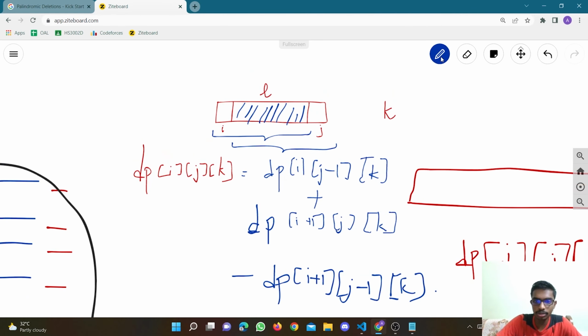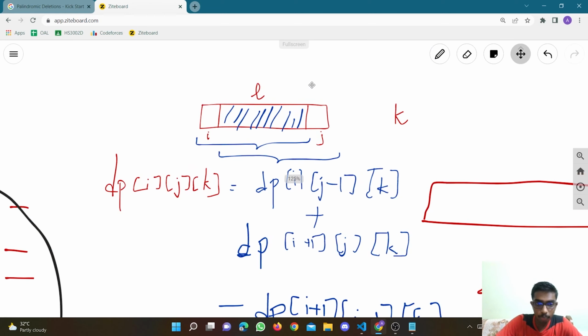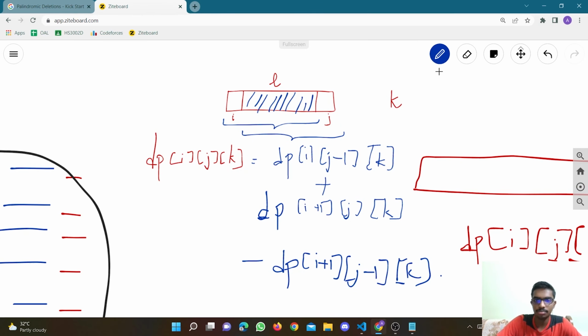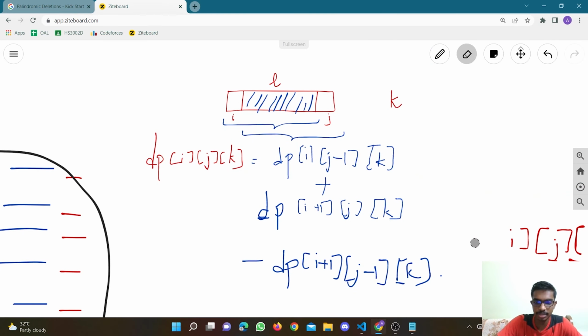So what if both characters are present in a palindromic substring? How will I count that? Now, for both characters to be present in my palindromic substring, these two characters must be equal because it's a palindrome, so the first and last characters must be equal.